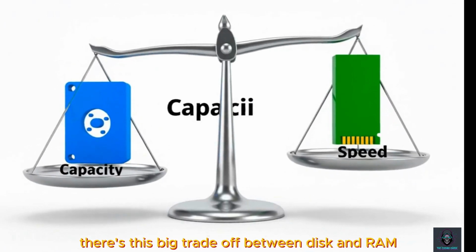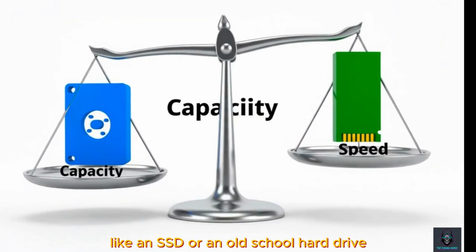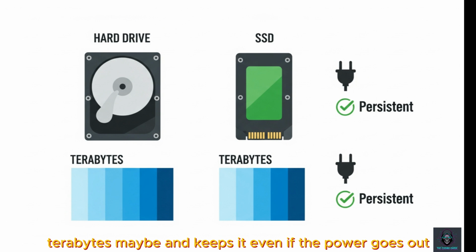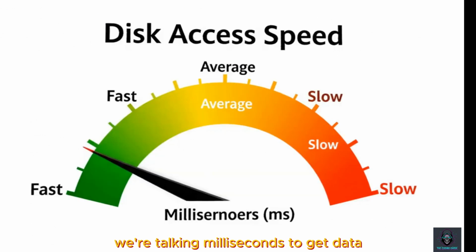First up, there's this big trade-off between disk and RAM. Think of your disk like an SSD or an old-school hard drive. It holds tons of data, terabytes maybe, and keeps it even if the power goes out. Persistent. But it's kind of slow, relatively speaking. We're talking milliseconds to get data.